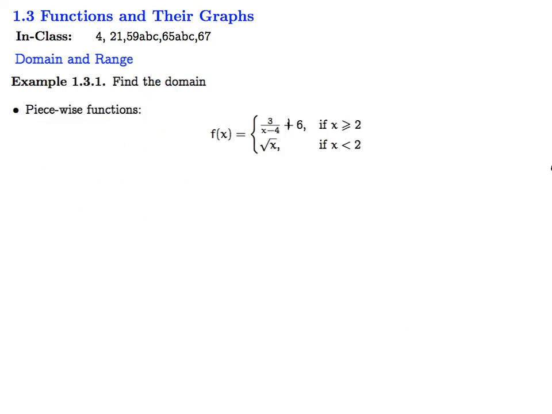So now we're going to look at an example of everyone's favorite functions, piecewise functions. This function has two pieces. The first one says that if your input is greater than or equal to 2, use the first rule, 3 over x minus 4 plus 6. If x is less than 2, we have to use the second part, which says to take the square root of it. So let's look at the graph again.